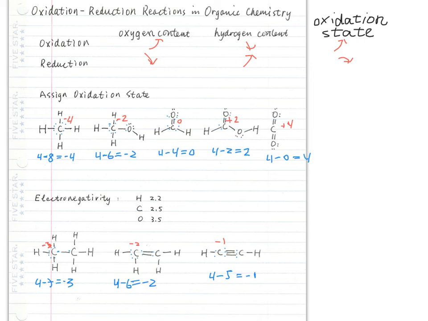So hydrogenation of alkyne to alkene, and of alkene to alkane, are all essentially reduction reactions.